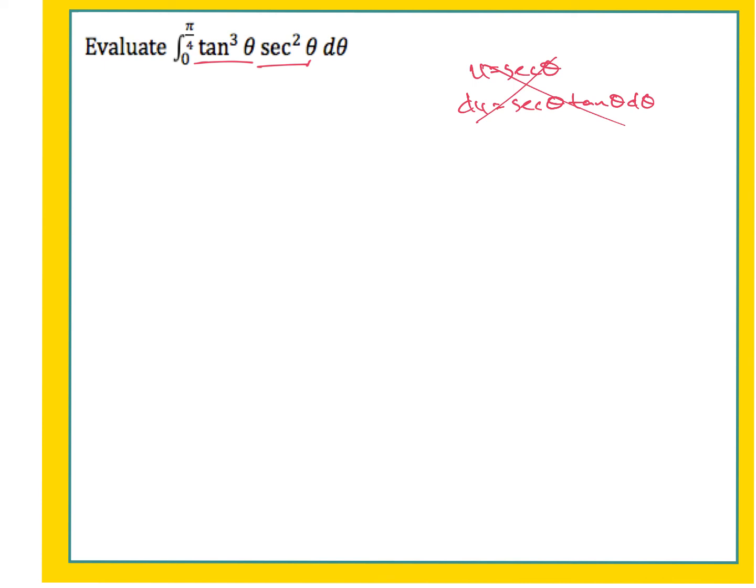So now let's pick my correct u. What is my correct u here? Tangent theta. So what would be my du? Secant squared theta d theta. Do you see how that one covered perfectly? So now I have an integral of u to the third du. That part is my du. I personally want to change my limits right here.